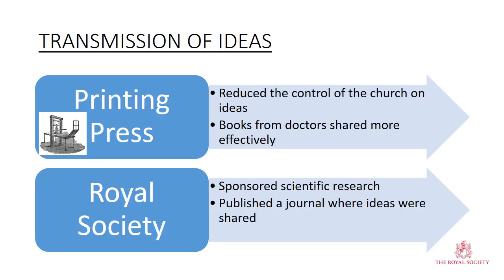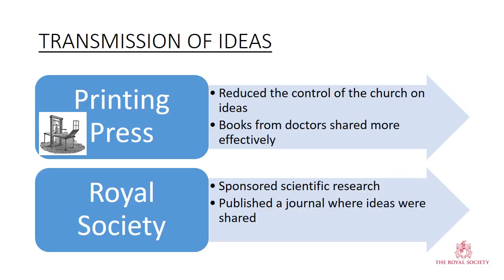What radically changed things during this Renaissance period was the printing press. It produced exact copies of work and made it much quicker to produce knowledge. The impact of that was it reduced the control of the church over ideas. Instead of monks writing out handwritten extracts, people could come up with new ideas, go to the printing press, and get them printed quickly without the church controlling that information. Also, doctors could share knowledge much more effectively.